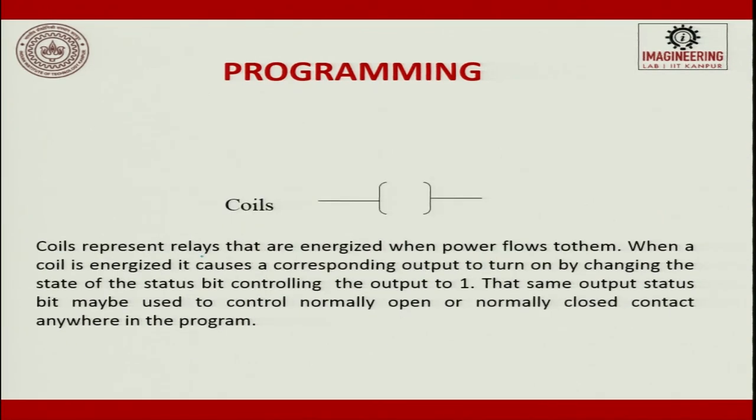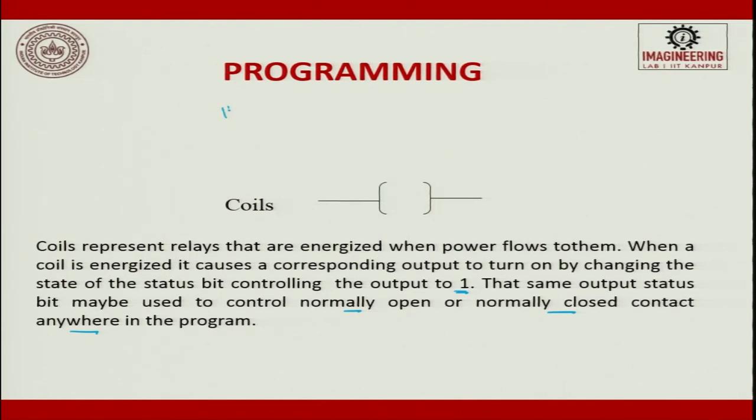A coil represents a relay that is energized when power flows through to it. When a coil is energized, it causes a corresponding output to turn on by changing the state of the status bit controlling the output to 0. That same output status bit may be used to control a normally open or normally closed contact anywhere in the program. So, are you able to understand? Coils represent relays, these are coils.